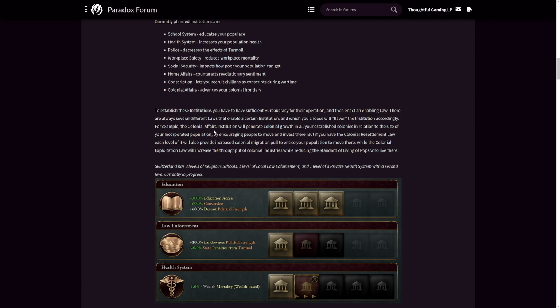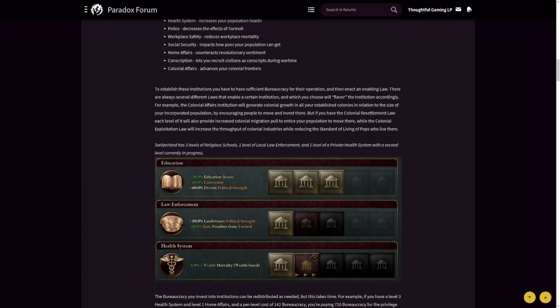For example, the colonial affairs institution will generate colonial growth in all your established colonies in relation to the size of your incorporated population, by encouraging people to move and invest there. But if you have the colonial resettlement law, each level of it will also provide increased colonial migration pull to entice your population to move there, while the colonial exploitation law will increase the throughput of colonial industries while reducing the standard of living of pops who live in the colony.